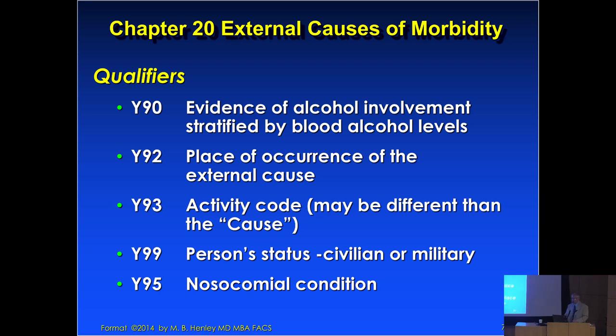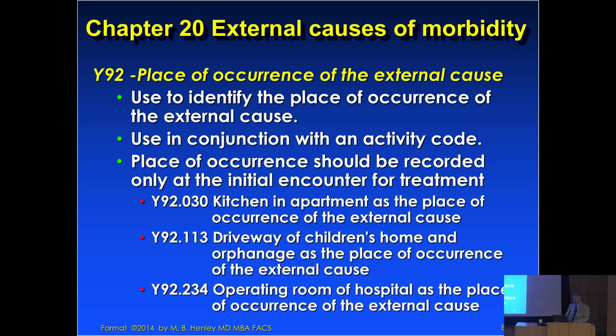So as far as place of occurrence, pretty much anywhere in the world can be identified. Y92.030 is in the kitchen of an apartment as the place of occurrence. Y92.113, driveway of a children's home and orphanage. Y92.234, which would be a medical misadventure that occurred in the operating room as a hospital, as an example.